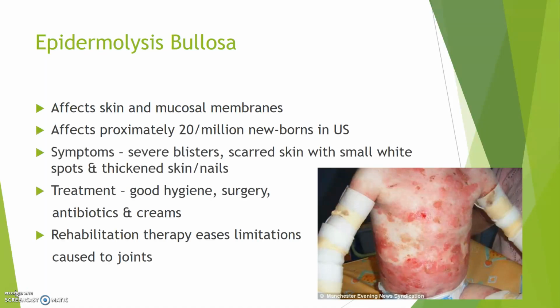It affects both the skin and mucosal membrane, and approximately 20 per million newborns are diagnosed with this deficiency in the United States. The symptoms for this deficiency include severe blisters, scarred skin with small white spots and thickened skin and nails. Treatment for epidermolysis bullosa includes good hygiene, surgery, which is used to widen the esophagus and place feeding tubes to improve patients' nutrition, antibiotics, and cream.